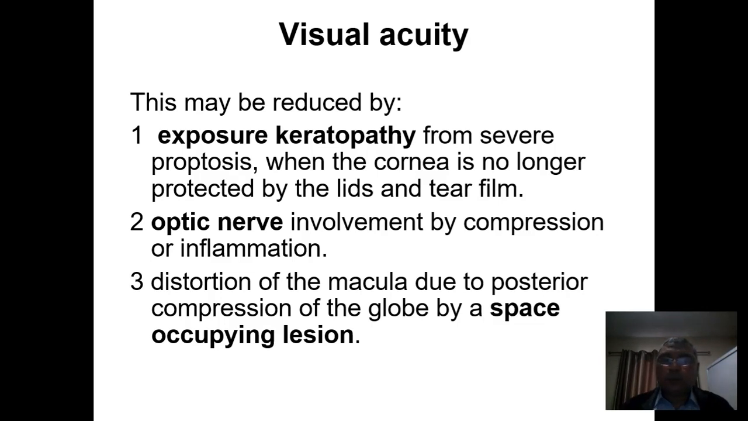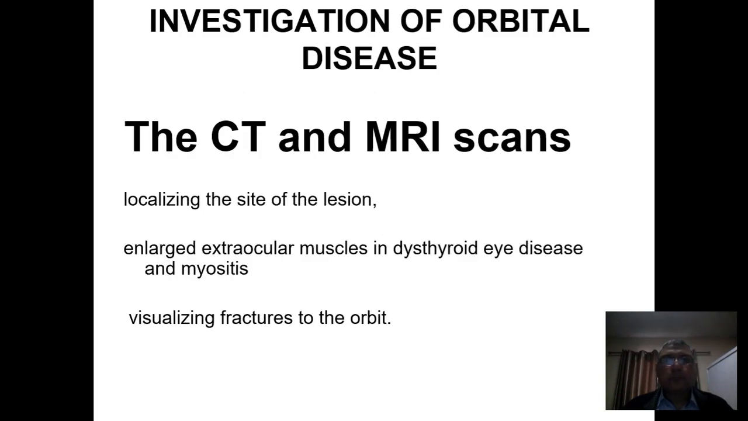Optic nerve involvement due to compression of the optic nerve may occur in orbital compressive lesions and inflammatory lesions. Disorders of the macula, or distortion of the macula, may occur due to a space-occupying lesion pushing the globe or compressing the globe from the back, resulting in distortion of the macula, which is present near the posterior pole of the globe.